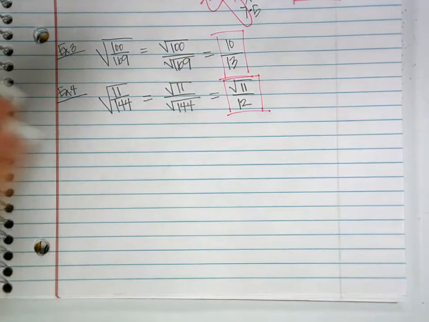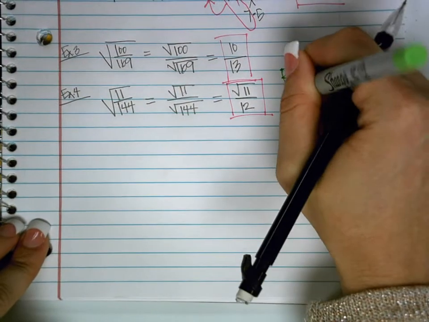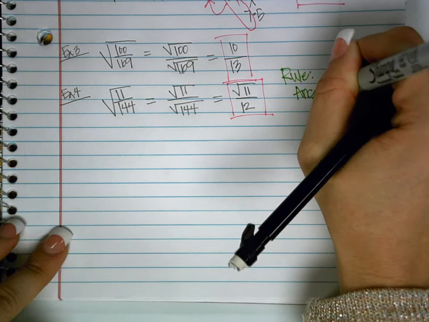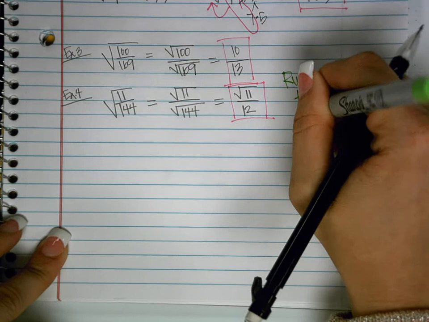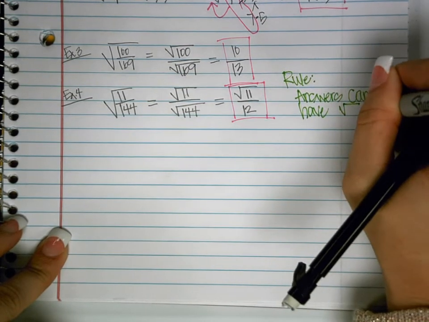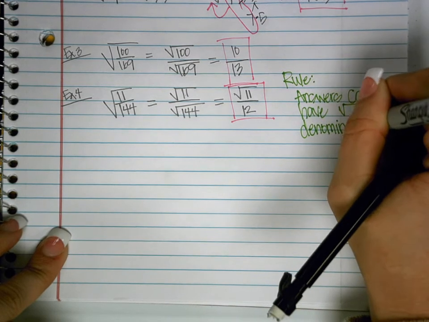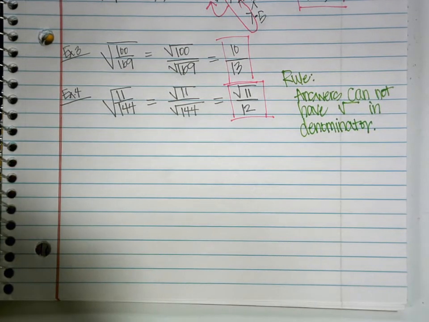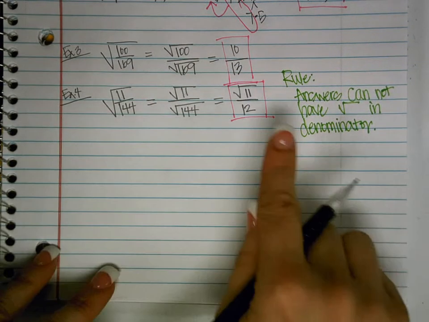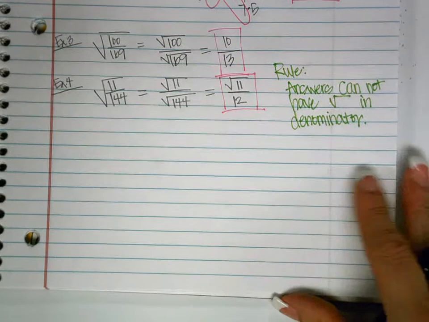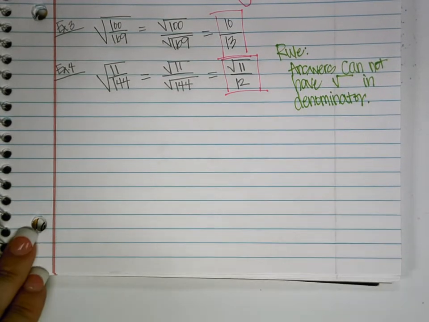Okay, now, this is probably a good time to tell you there's a rule. And the rule is that answers cannot have radicals in the denominator. It is perfectly fine to have radicals in the numerator, so in the top of the fraction, but you cannot have any answers with radicals in the bottom. So no radicals in the denominator. I'm going to show you in just a second how we get rid of them.